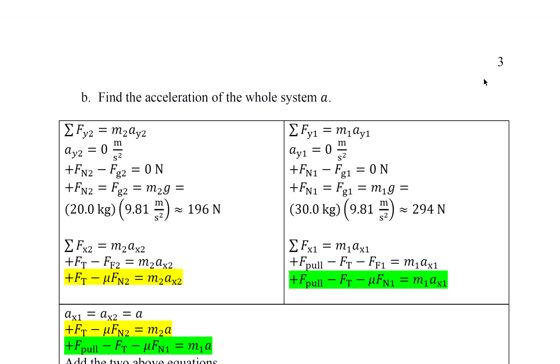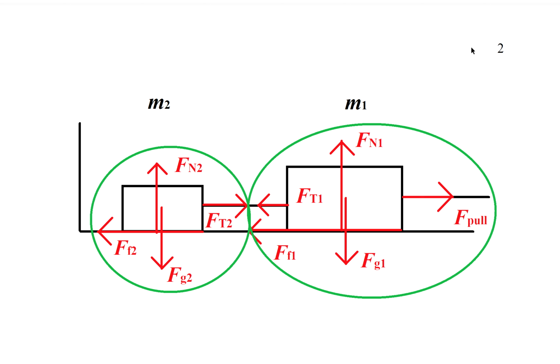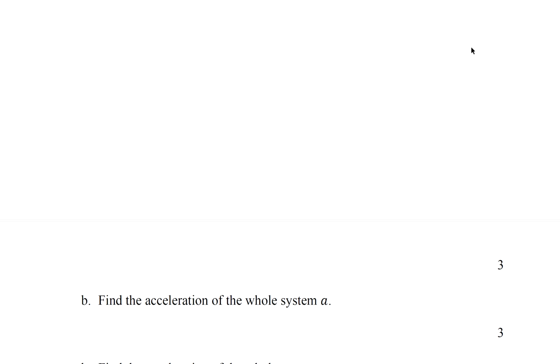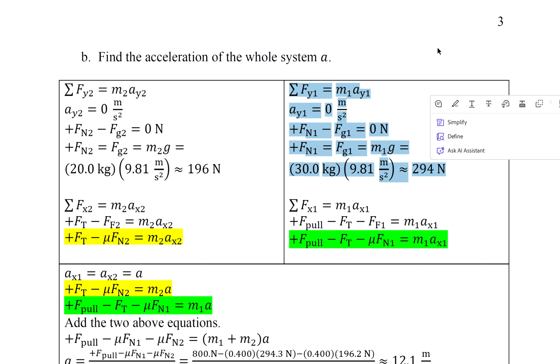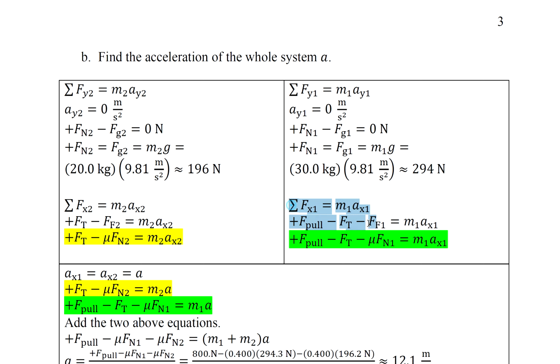Part B, find the acceleration of the whole system A. So we have two objects. Each object is going to have the equation sigma F equals ma on the x-axis and on the y-axis. So this is sigma F equals ma on the y-axis. We find force normal 2. This is sigma F equals ma on the x-axis. This is sigma F equals ma on the y-axis for object 1, mass 1. This is sigma F equals ma on the x-axis for mass 1.